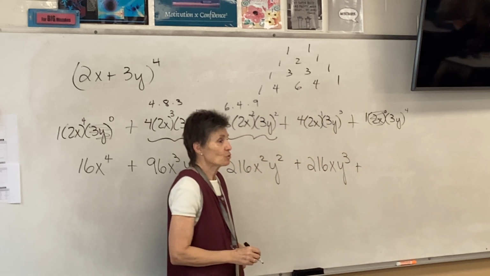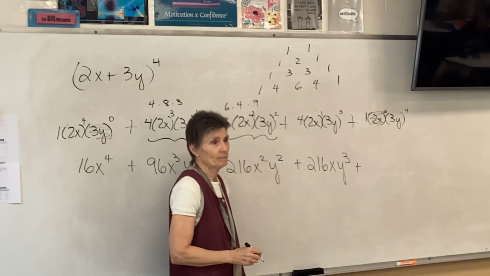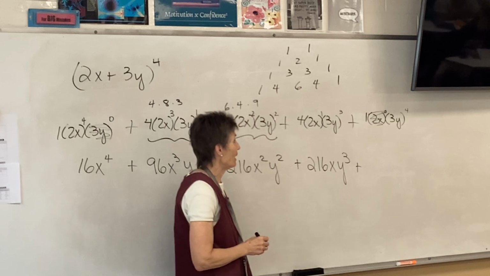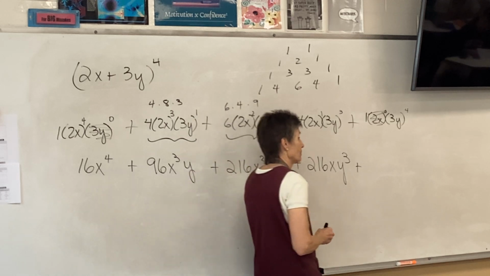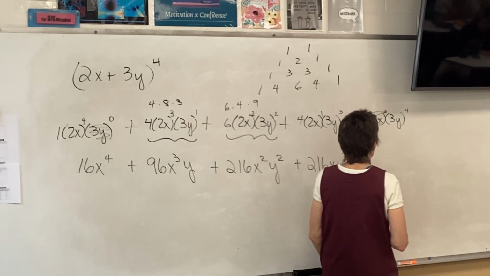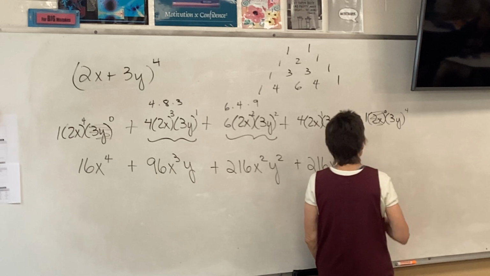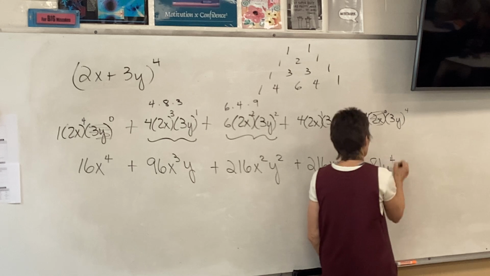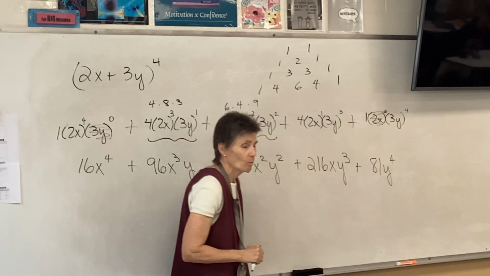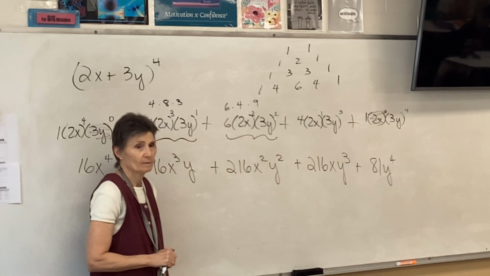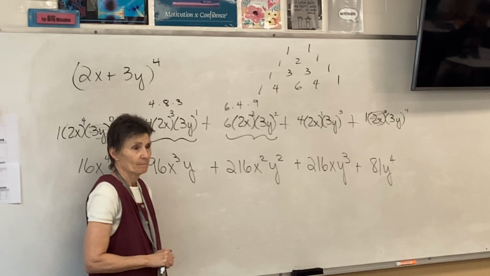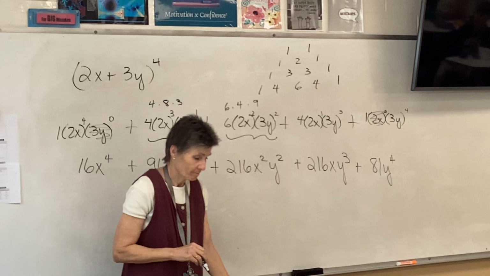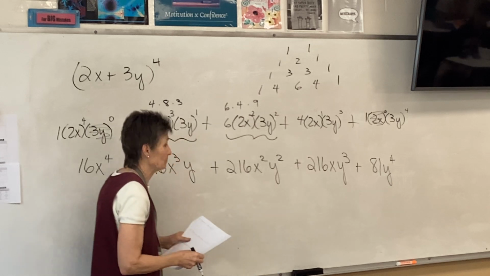And then the last one is a little easier, because you only really have that one thing to worry about. And what's that gonna be? It's our last term. 81, good, y to the 4th. And here's your answer. It's a lot.